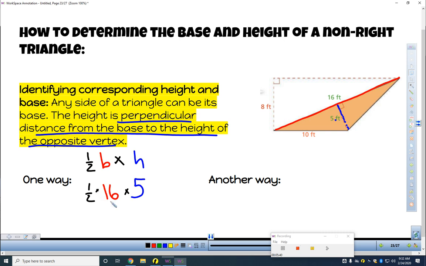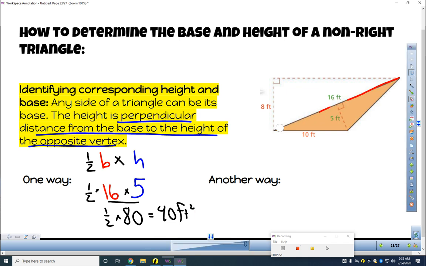We know that 16 times 5 is 80. I know that 1/2 of 80 is 40 feet squared. That's option 1. Okay? I'm going to erase these marks over here, just so for my purposes, right? Let's keep the same color coding, right?